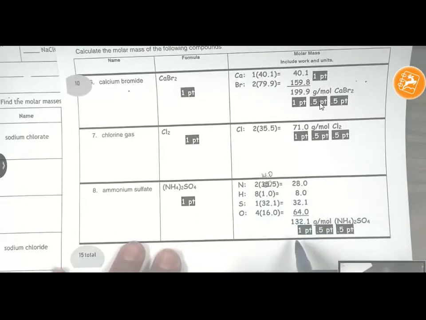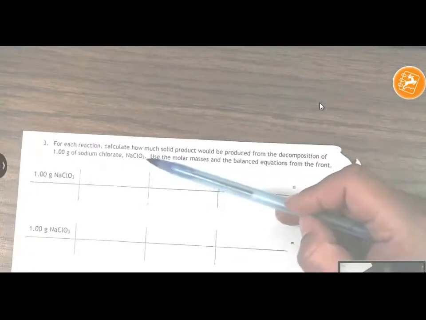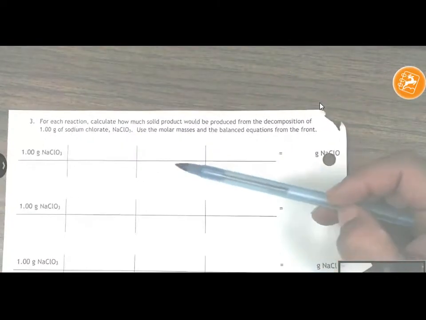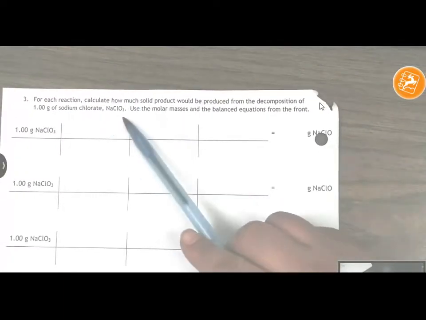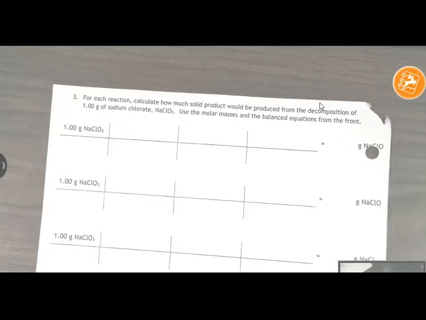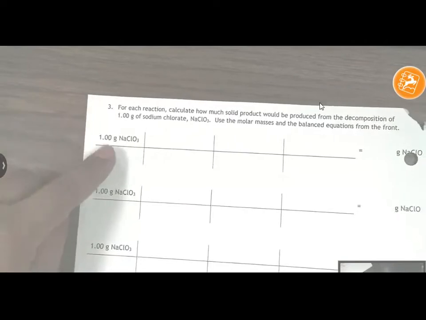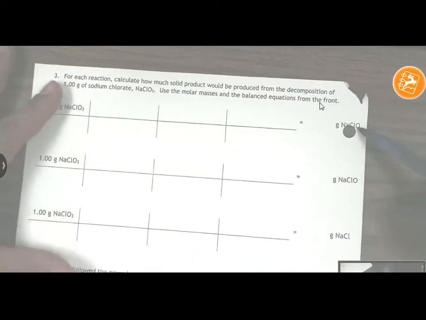And then for your final answer, all of these should go to 1 decimal place. The unit for molar mass is grams per mole, and then you include the substance. So make sure you do that for number 2. Then you're going to go to the back. It says for each reaction, calculate how much solid product would be produced from the decomposition of 1.0 grams of sodium chlorate. So essentially what you're doing is saying, if I have 1.00 grams of sodium chlorate, how much NaClO am I going to make?